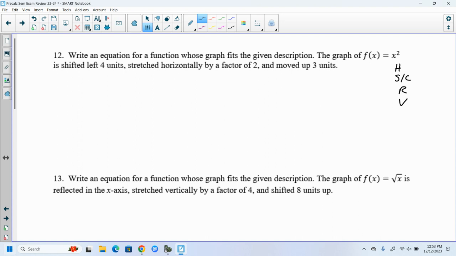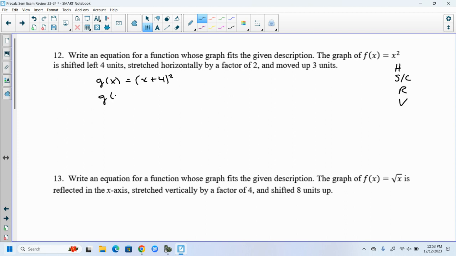Starting with our parent function of x squared, it is shifted 4 units left. Okay, so if I start with that, that would be x plus 4 squared. Stretched horizontally by a factor of 2. So horizontal, that's with the x, and then remember it's the reverse. If it is actually stretched, we want to use the 1 over that factor.